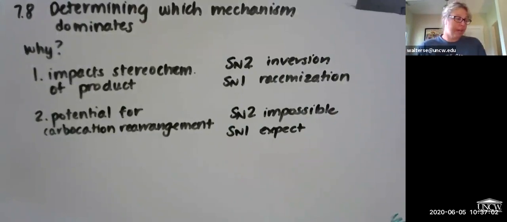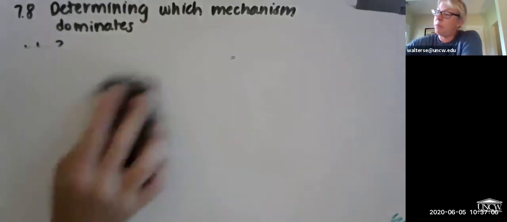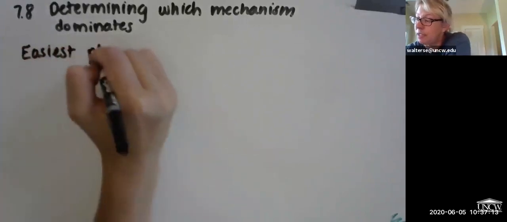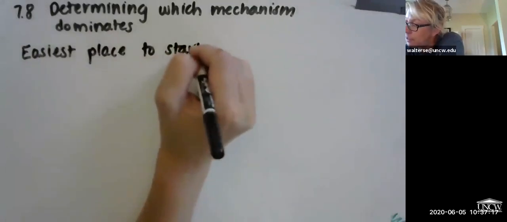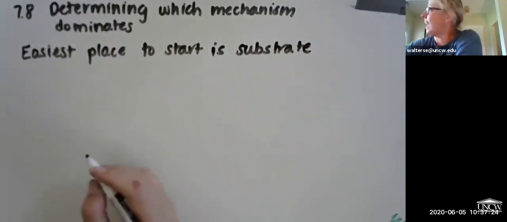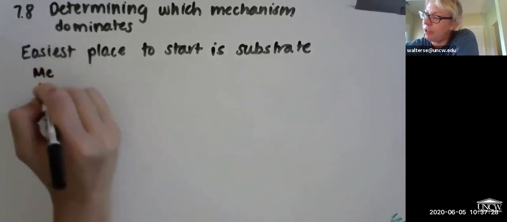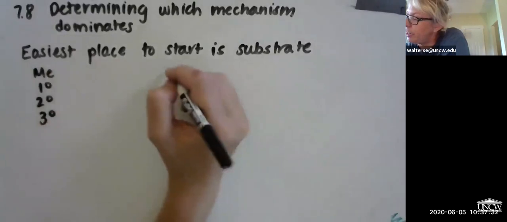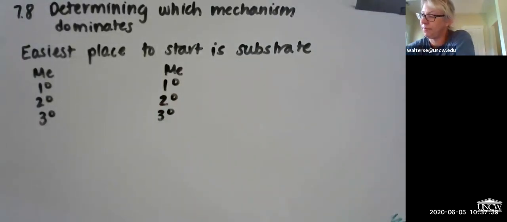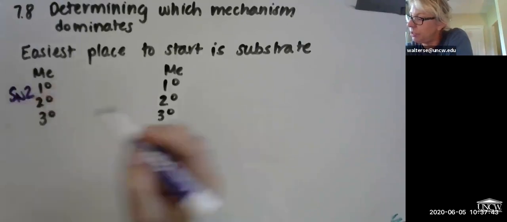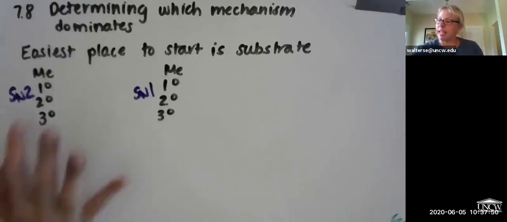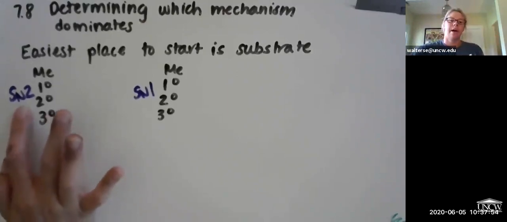So when you determine which reaction mechanism will dominate, the easiest place to start is the substrate. Okay. And like I said, we've done this: methyl, primary, secondary, tertiary; methyl, primary, secondary, tertiary. Okay. If this set is for SN2, this set is for SN1.